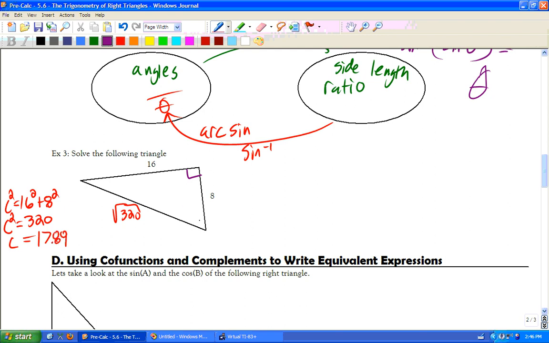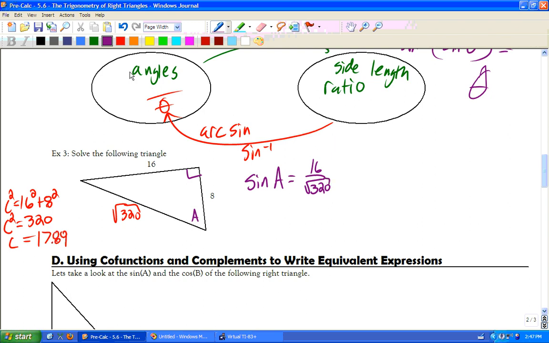But let's say we need to find one angle. I don't know, let's call this angle A, and we want to find angle A. What we're going to do is set up the sine relationship for angle A. The sine of A equals, well, what's the side opposite? Sine is opposite over hypotenuse. The side opposite of that is 16 over the hypotenuse we just found to be the square root of 320. So we're left with the sine of A equals 16 over the square root of 320.